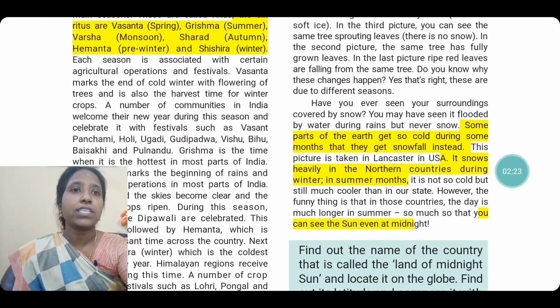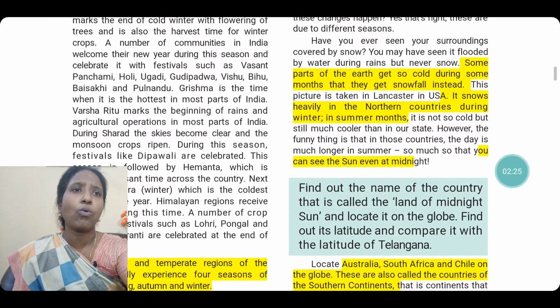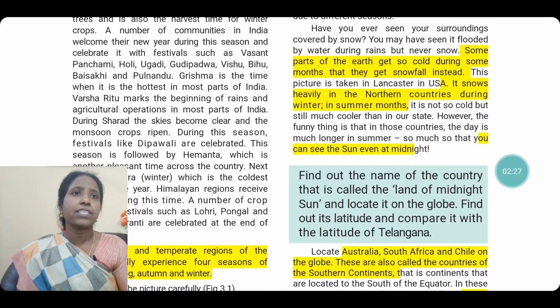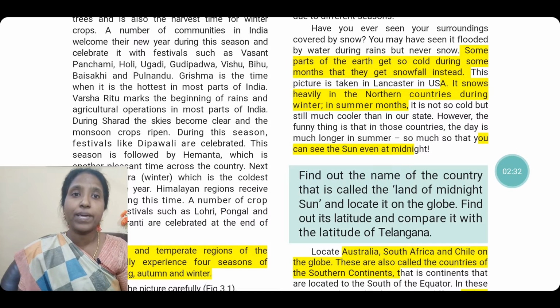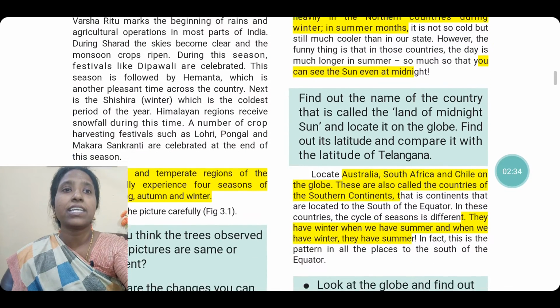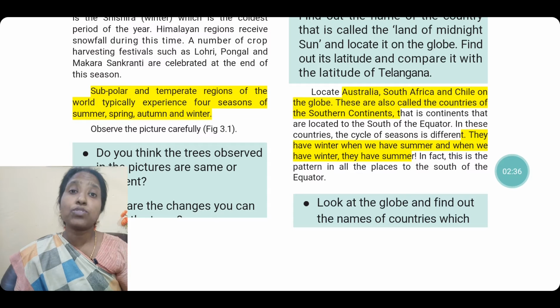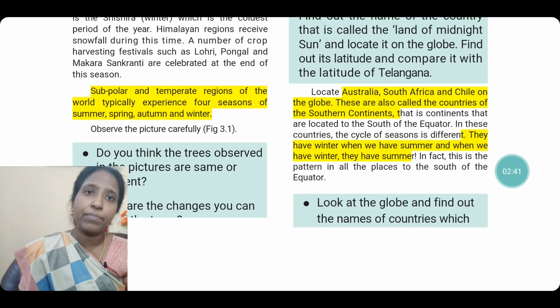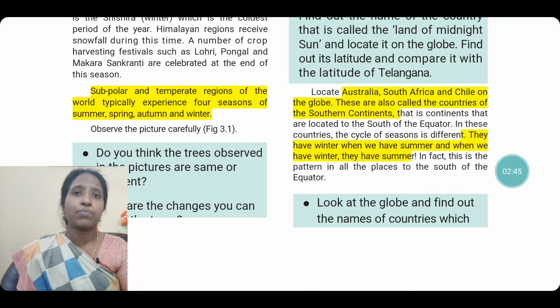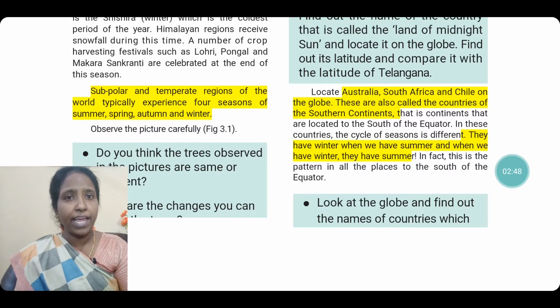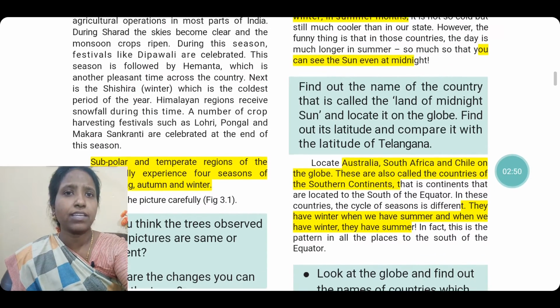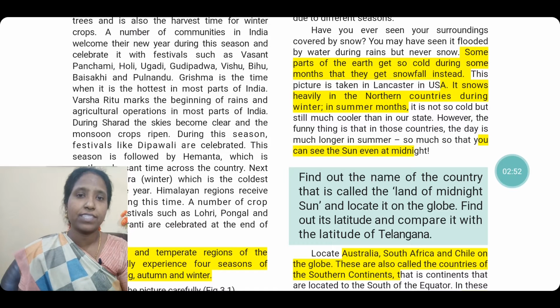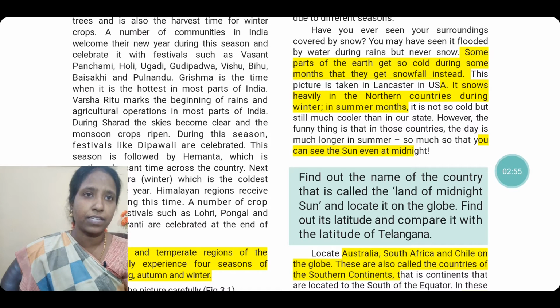Now, some parts of the earth get very cold during some months and get snowfall instead. Here we see that the earth is spherical in shape, hence the temperature distribution is not uniform throughout the earth. Subpolar and temperate regions of the world typically experience four seasons: spring, summer, autumn and winter. Autumn is the season where the trees shed their leaves.